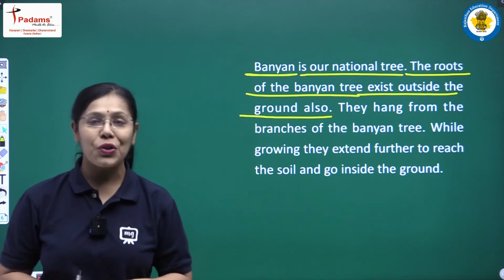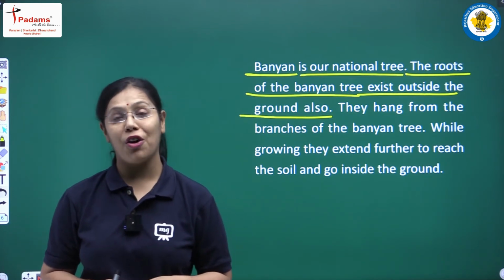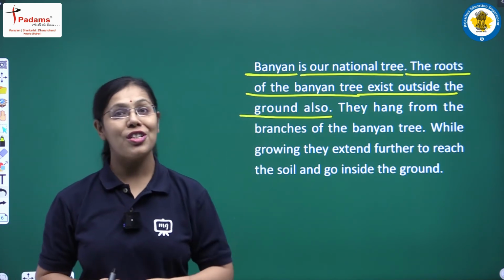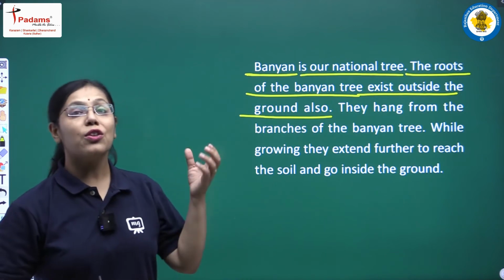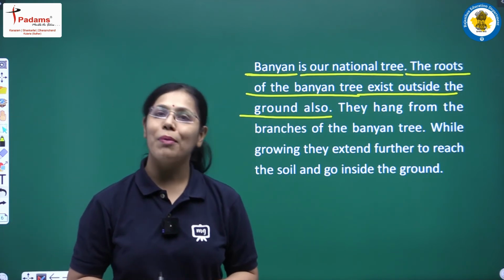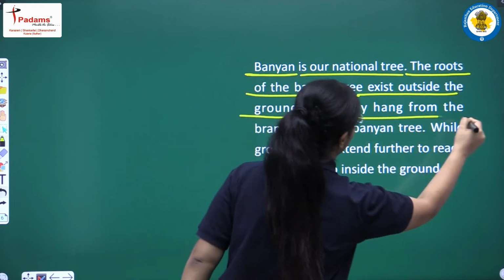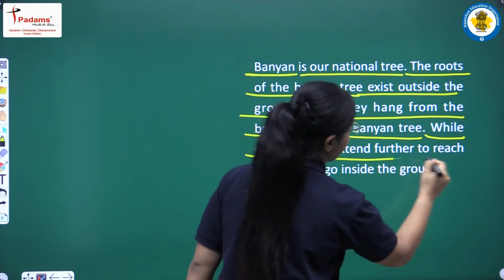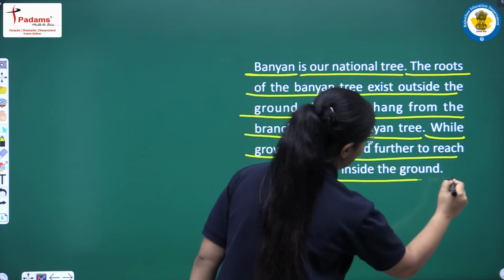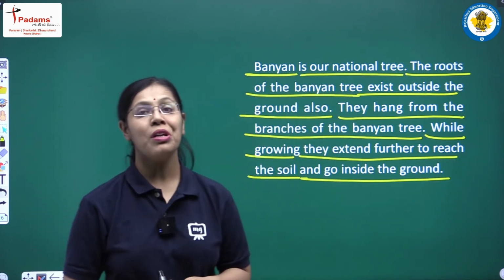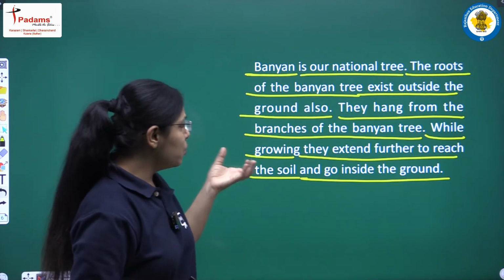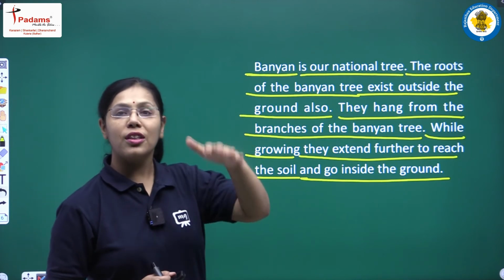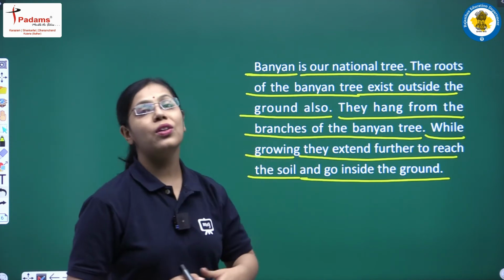Till now we were talking that root is that part of a tree or plant which is underneath the ground or which is below the ground, but in this tree, which is our national tree, banyan tree, the roots are actually found also above the ground. They hang from the branches of the banyan tree. While growing, they extend further to reach the soil and go inside the ground. So this is about the roots of banyan tree, that the roots while growing extend further to reach the soil and then they go inside the ground.